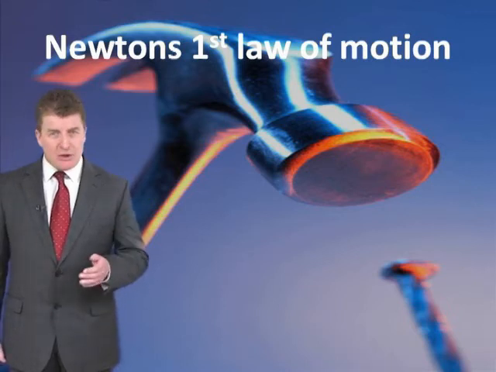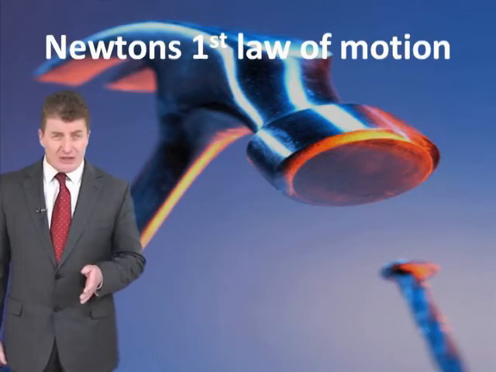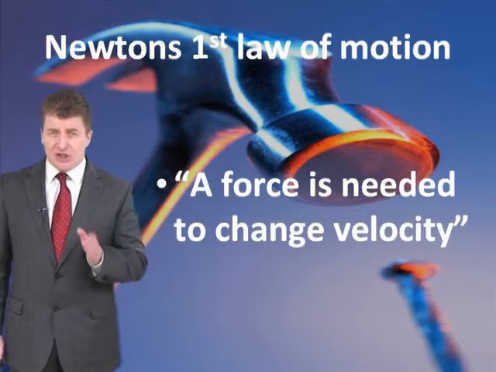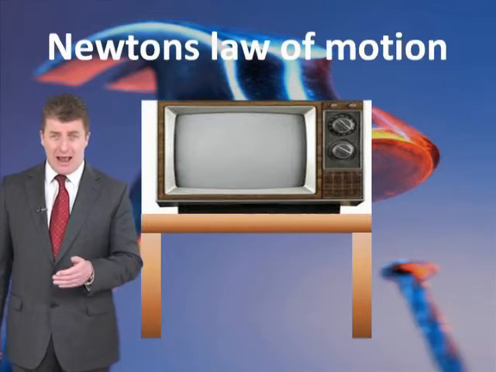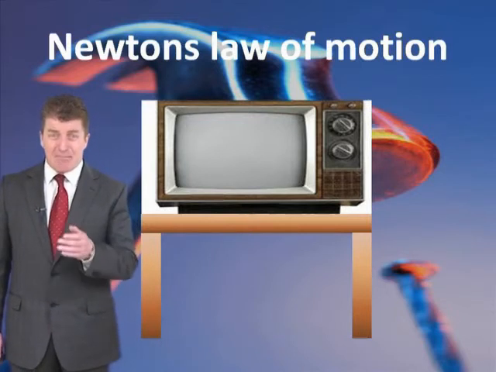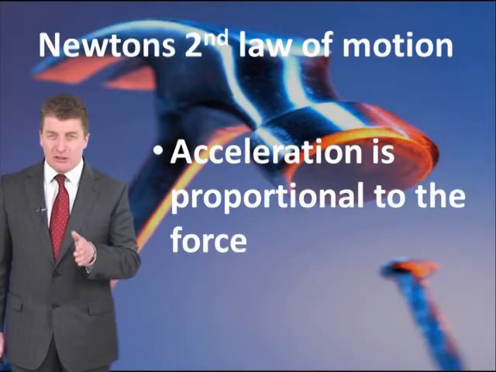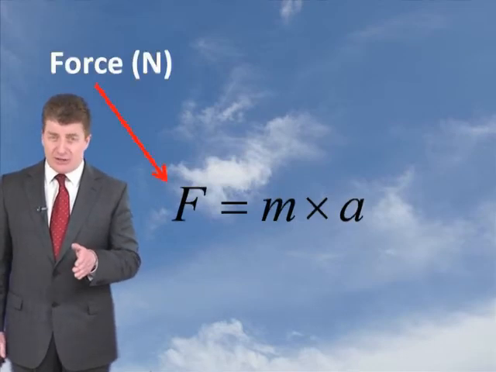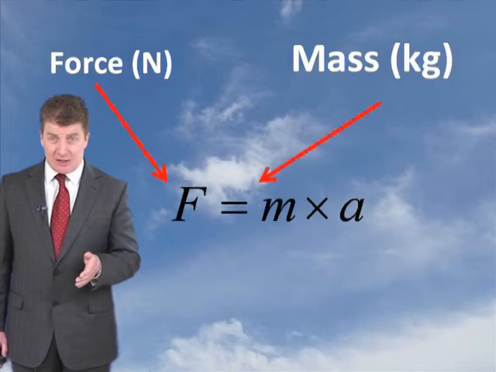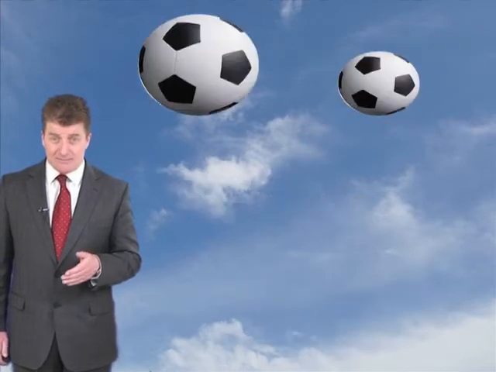In this module, I want to go through Newton's first law of motion, which is that a force is needed to change velocity. In other words, a body will stay still or move in a straight line at a constant speed unless there is a resultant force acting on it. A television on a table won't go anywhere because the forces acting on it are balanced. Newton's second law of motion is that acceleration is proportional to the force, and that's where F equals ma comes out, where F is the force in newtons, m is the mass in kilograms, and a is acceleration.